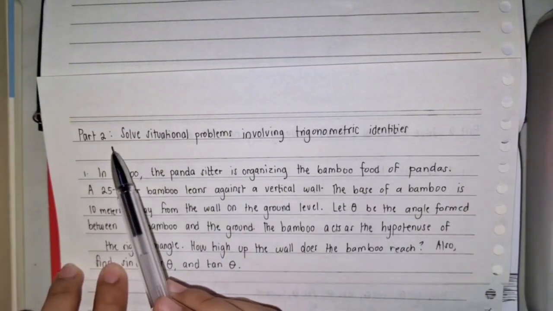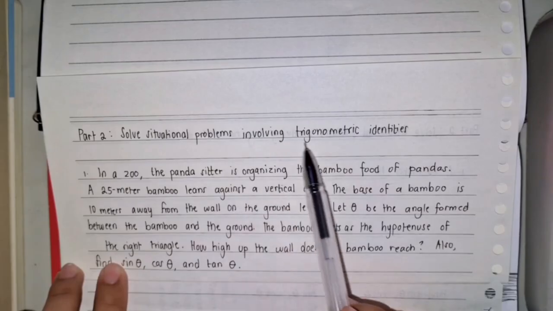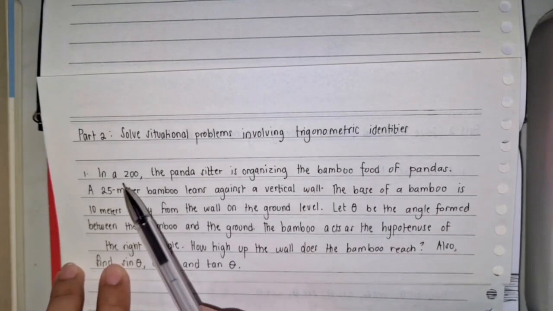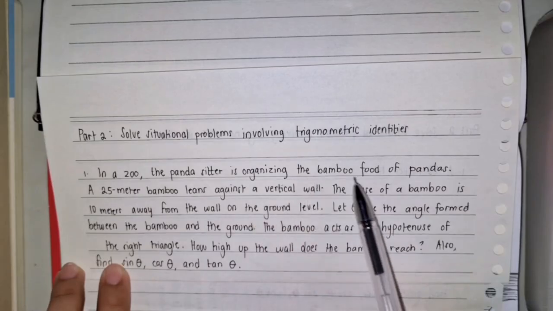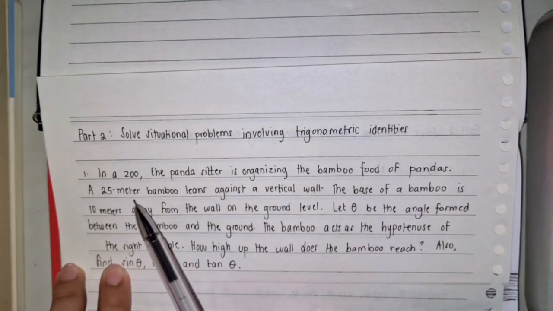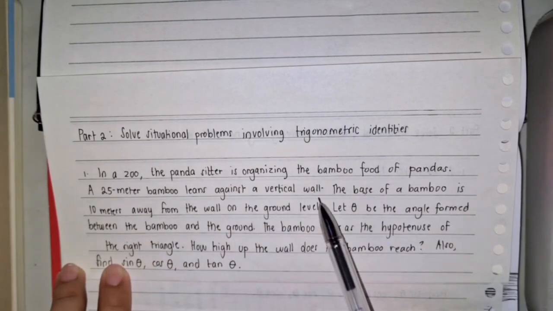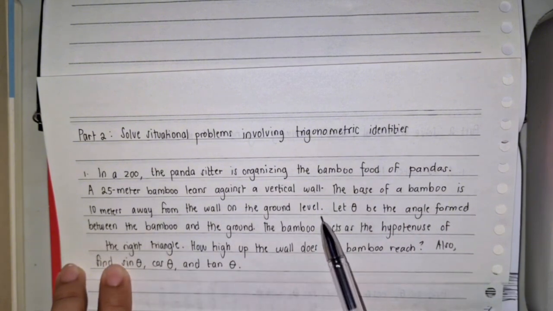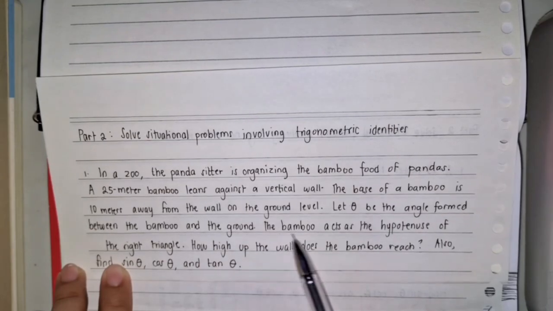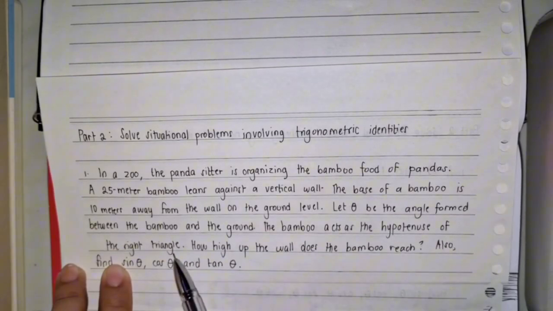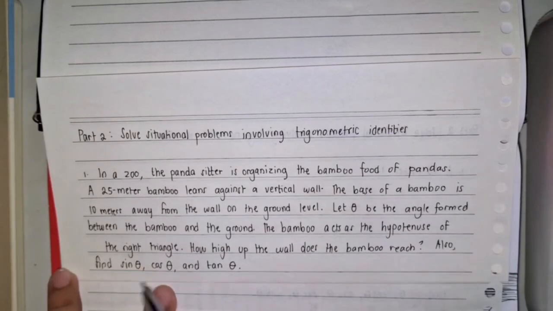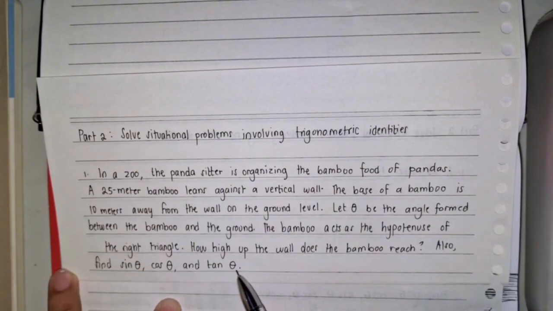Now, for part 2, we will solve situational problems involving trigonometric identities. For the first problem: in a zoo, the pandas' leader is organizing the bamboo food of the pandas. A 25-meter bamboo leans against a vertical wall. The base of the bamboo is 10 meters away from the wall on the ground level. Let theta be the angle formed between the bamboo and the ground. The bamboo acts as the hypotenuse of the right triangle. How high up the wall does the bamboo reach? Also, find sine theta, cos theta, and tan theta.